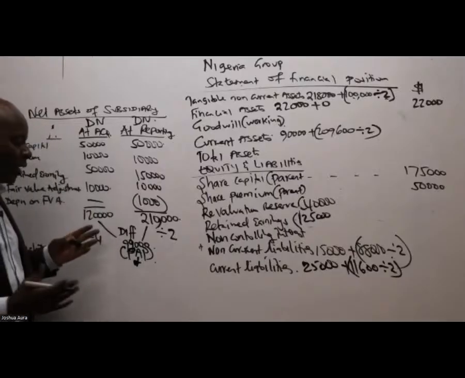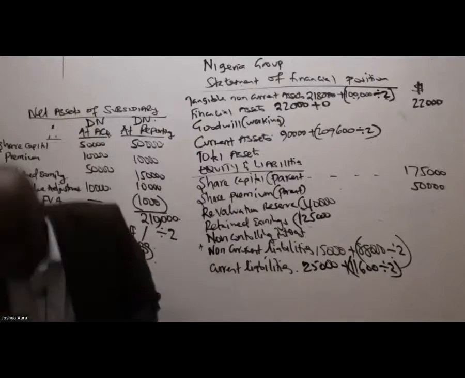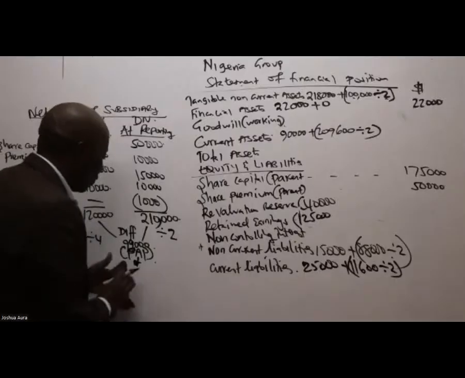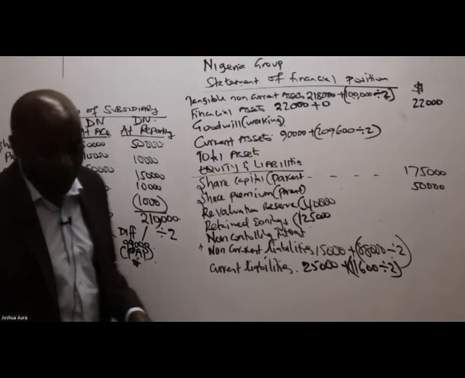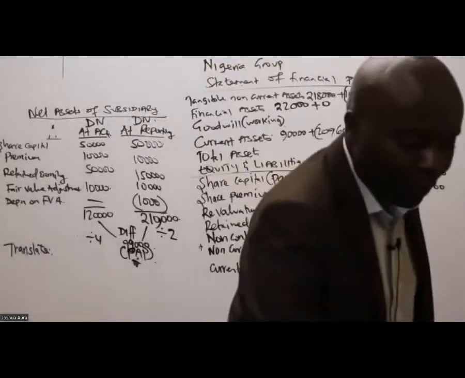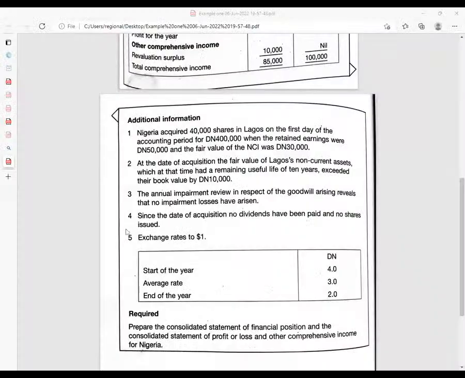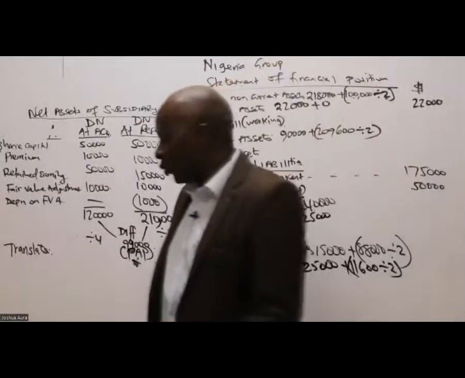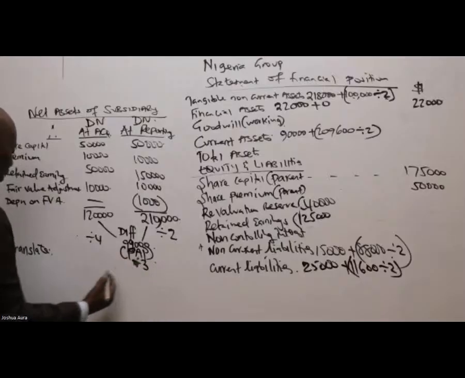So come and look for the average rate, and then we use it here. Come here and divide this by the average rate. The average rate has been provided. It's 3, like that. So divide this by 3. Could you kindly give me these translated figures?